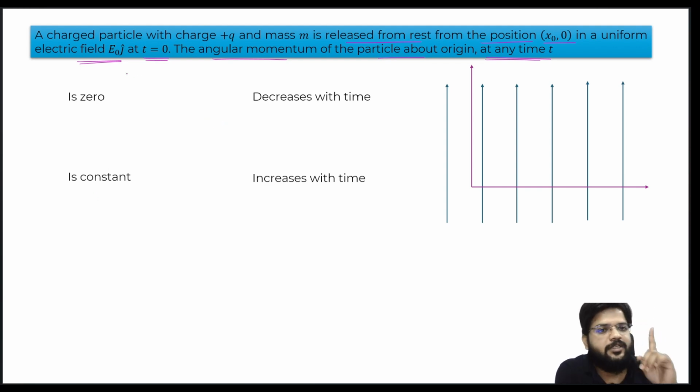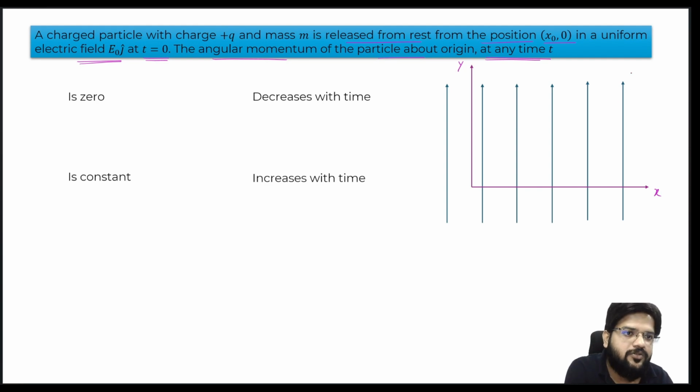The electric field is present in the y direction. So let's suppose this is the y-axis and this is the x-axis. This is the direction of electric field E naught. And this is 0 comma 0, from where we will calculate all the distances. Our particle is present at x naught comma 0, with mass m. So the distance from the origin to the particle is x naught.